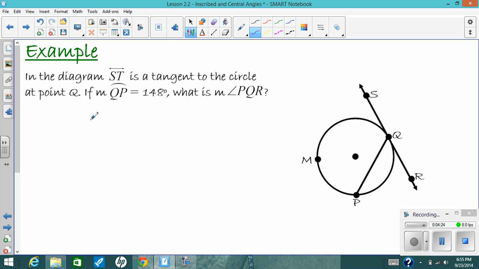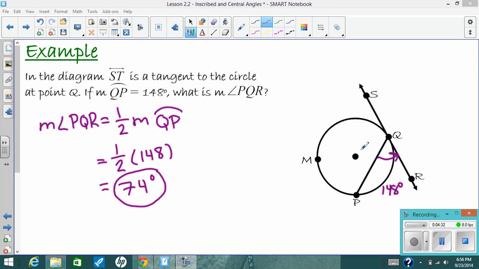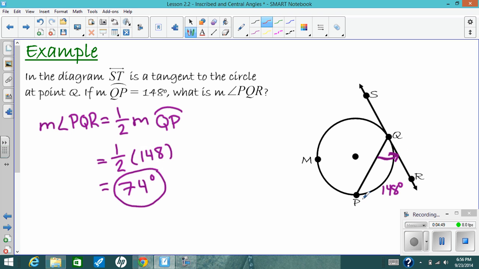So pause the video here. Given this information, try to find out the measure of angle PQR. As always, you should label your picture with what you know. We're told that arc QP has a measure of 148 degrees. That's this minor arc formed by the tangent and the chord intersecting. And we're looking for PQR, which is the angle here that is formed by the tangent and the chord. So we can just use the relationship that the angle is half of the arc, plug in the value for arc QP, and simplify and get that the measure of angle PQR is 74 degrees.